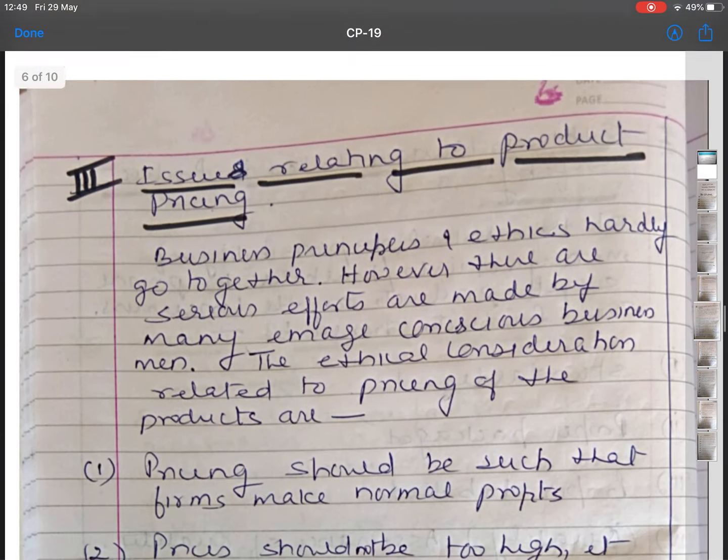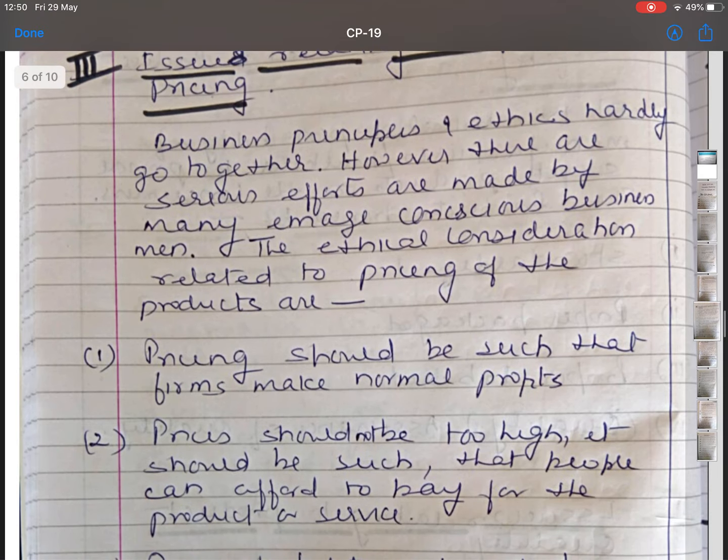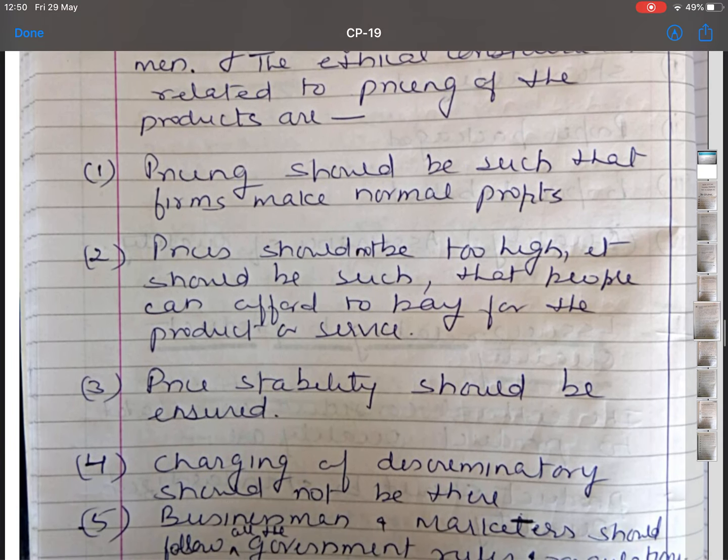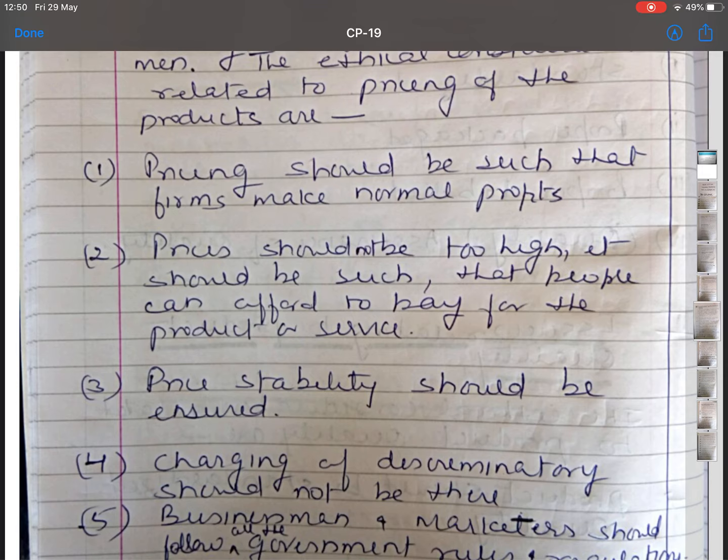Now the next one is issues relating to product pricing. Business principles and ethics hardly go together. However, serious efforts are made by many image-conscious businessmen. The ethical considerations related to pricing of the products are: pricing should be such that firms make normal profits only.